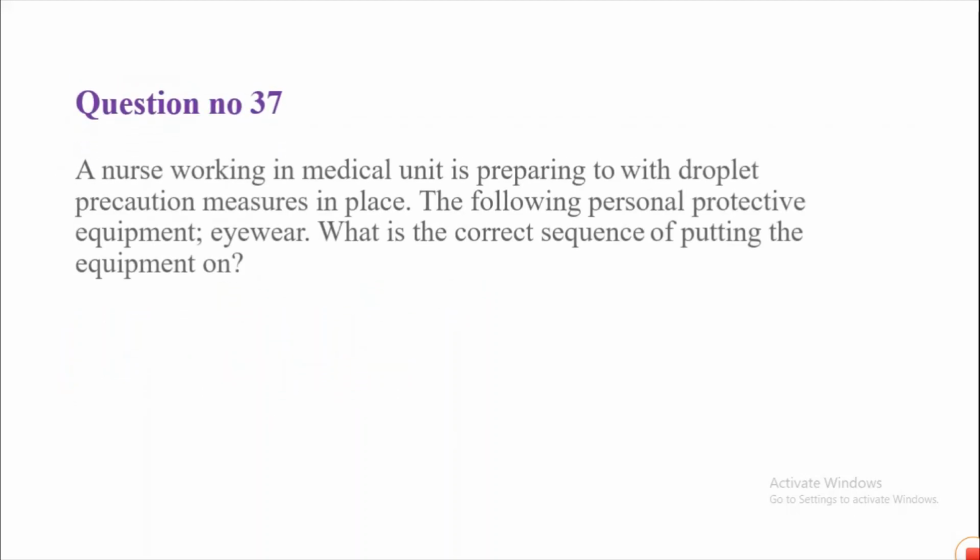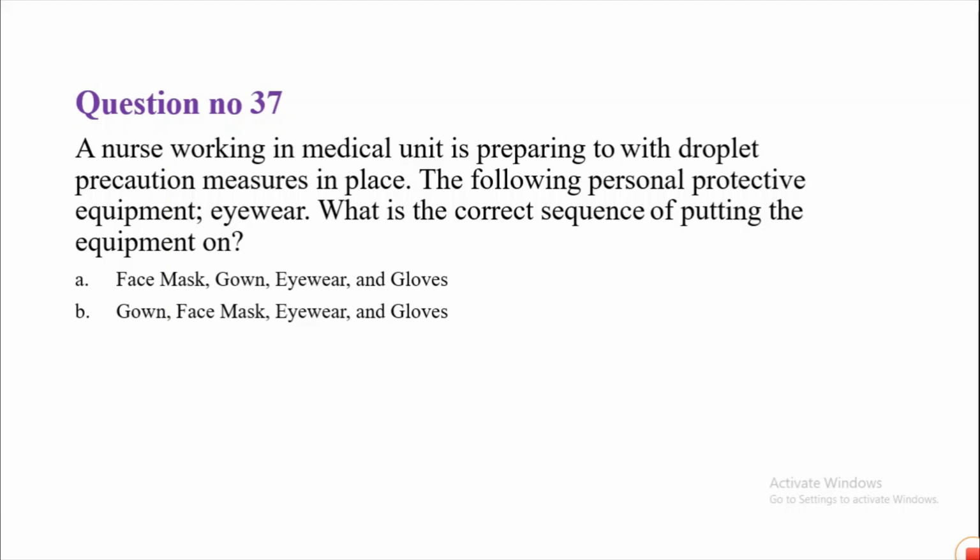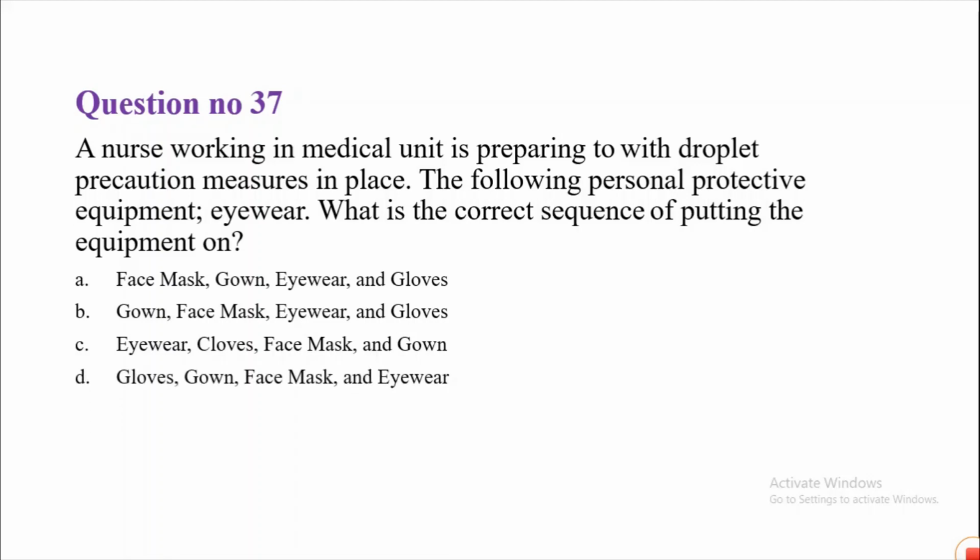Question number 37. A nurse working in a medical unit is preparing to care for a patient with droplet precaution measures in place. What is the correct sequence of putting the personal protective equipment on? The options are: A, face mask first and then gown, eyewear and gloves; B, gown first, then face mask, eyewear and gloves; C, eyewear first, gloves, face mask and gown; D, gloves first, gown, face mask and eyewear.